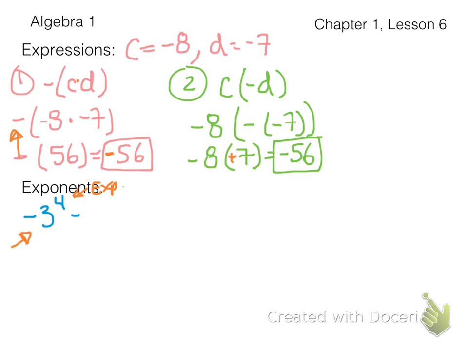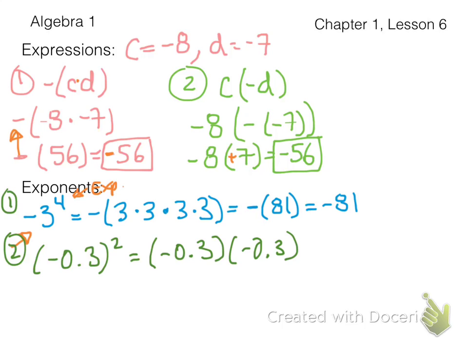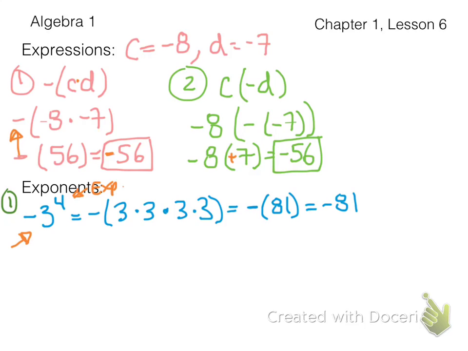The exponent tells us how many times we're going to multiply the base times itself. So the opposite of 3 to the 4th power looks like the opposite of 3 times 3 times 3 times 3, because we're going to multiply 3 times itself 4 times, because that's what the exponent tells us to do. Well, 3 to the 4th power is 81, and then the opposite of 81 is negative 81.